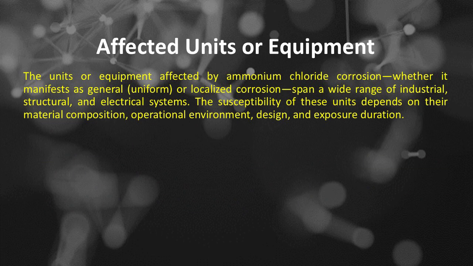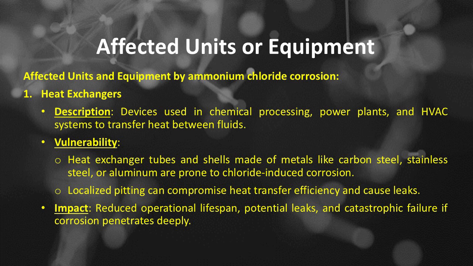The units or equipment affected by ammonium chloride corrosion, whether it manifests as general, uniform, or localized corrosion, span a wide range of industrial, structural, and electrical systems. The susceptibility of these units depends on their material composition, operational environment, design, and exposure duration. Affected units and equipment by ammonium chloride corrosion includes: number 1 is heat exchangers.